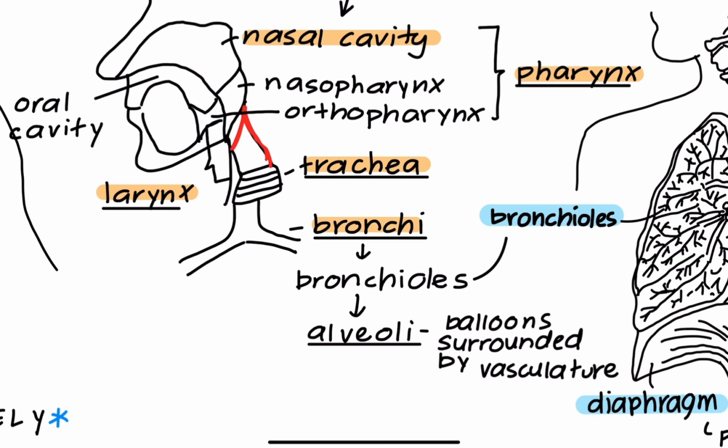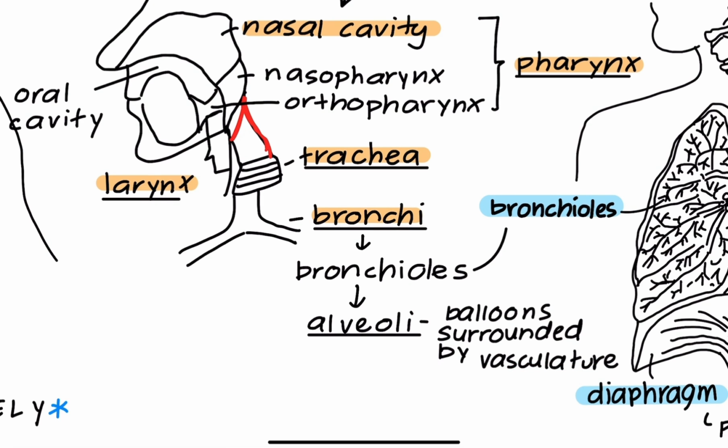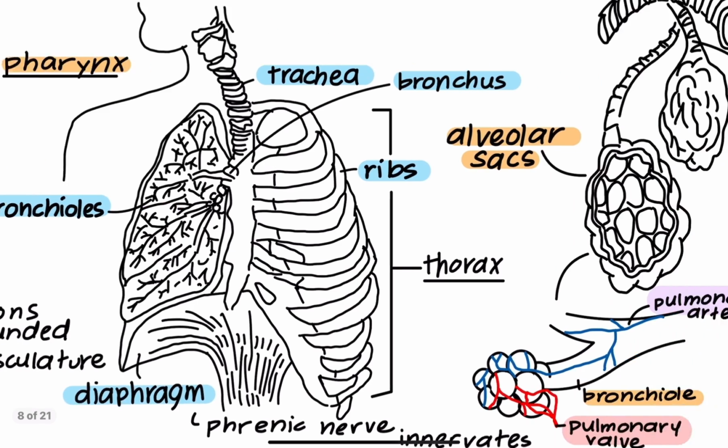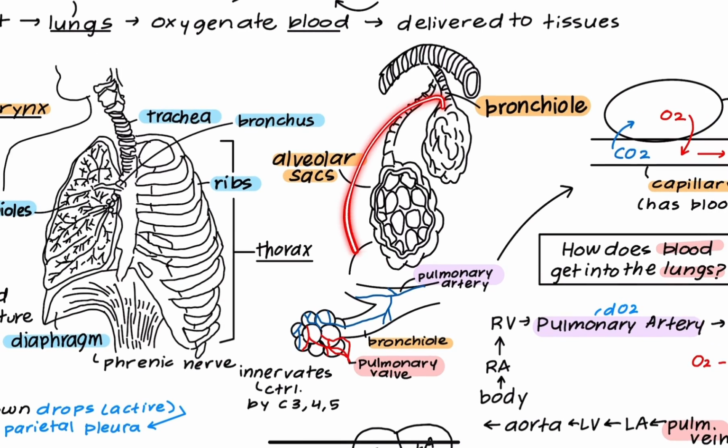And these alveoli, they kind of look like balloons, and they're surrounded by vasculature. This entire branching system increases surface area massively. So by the time air reaches the alveoli, there's plenty of room for gases to move in and out efficiently. So the alveoli are where the real magic happens. They kind of look like this.